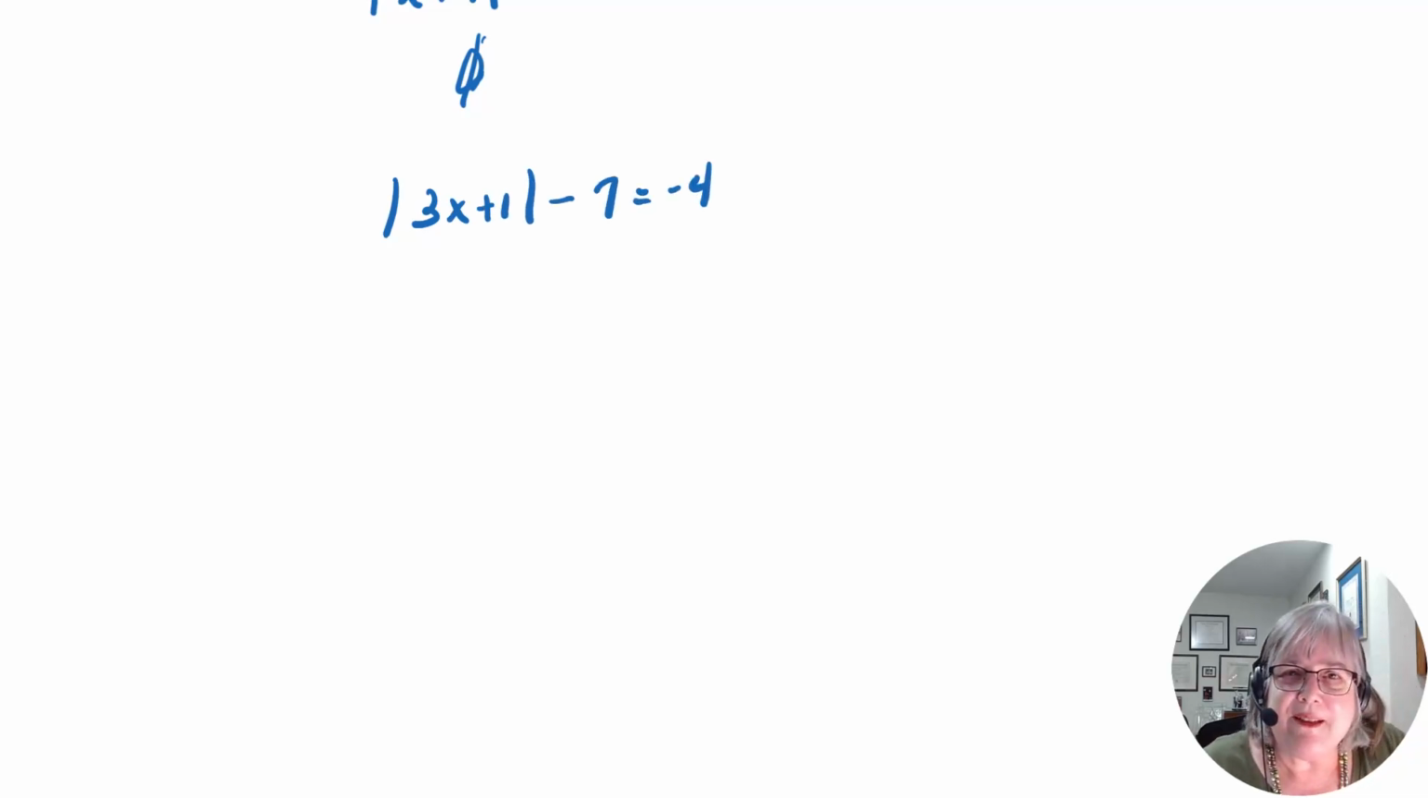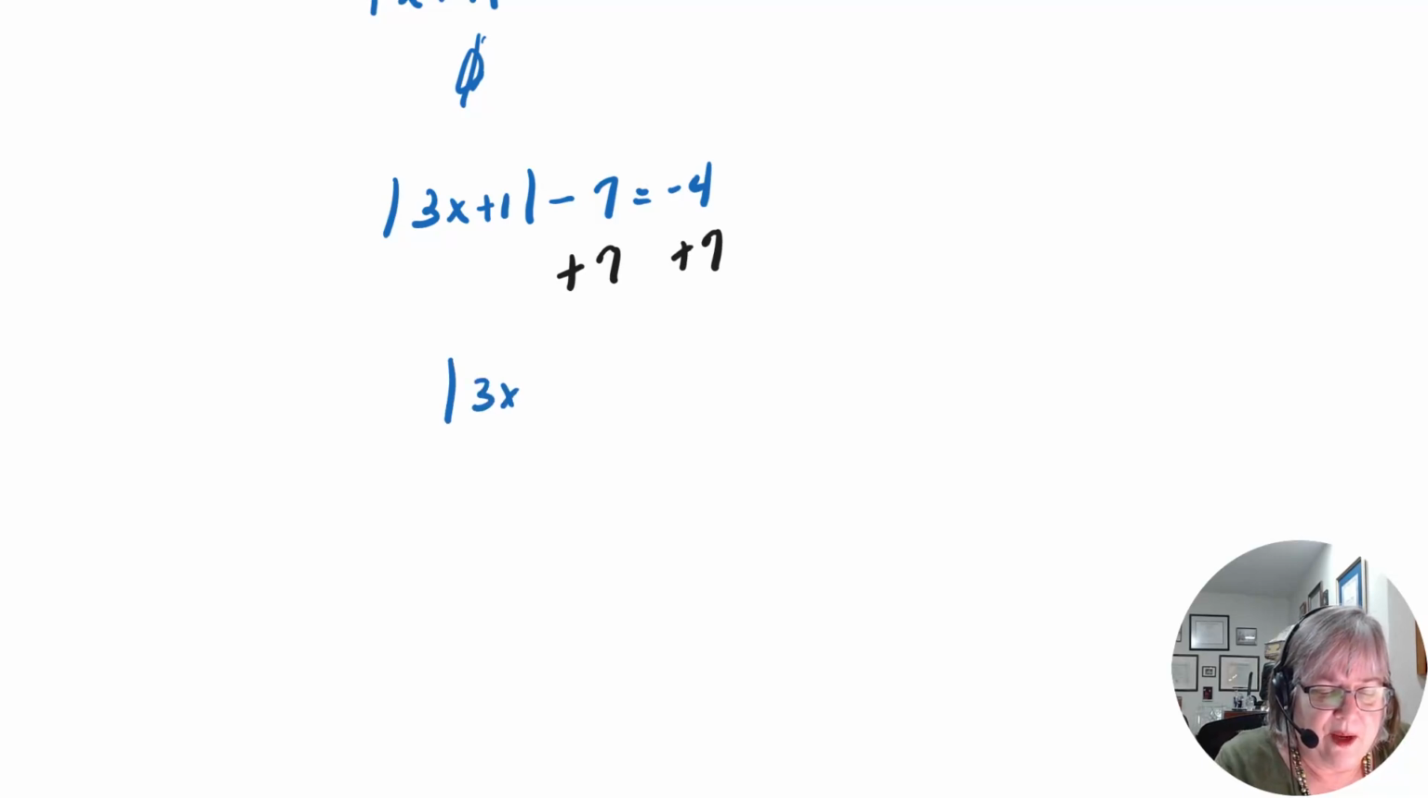Because look at this one. What if you have the absolute value of 3x plus 1 minus 7 equals negative 4? I mean, there's a lot of negatives there. It seems like you should be able to say you can't do an absolute value equal to a negative, but you cannot decide that until after the absolute value bar entity is isolated, right? So I need to get rid of the minus 7. The opposite of subtracting 7 is to add 7. And all of a sudden you have the absolute value of 3x plus 1 is equal to 3.